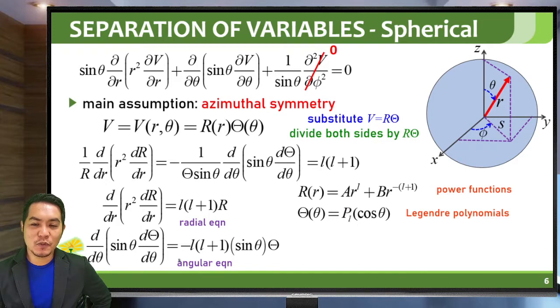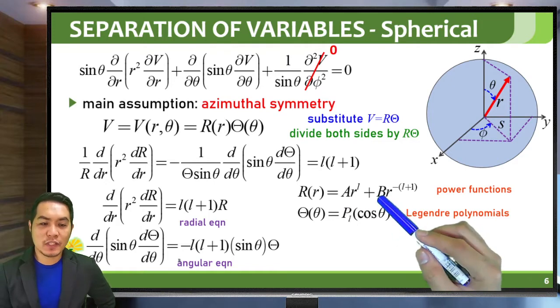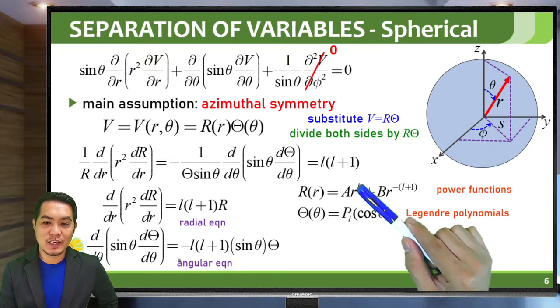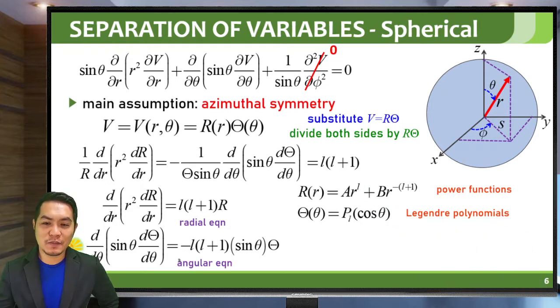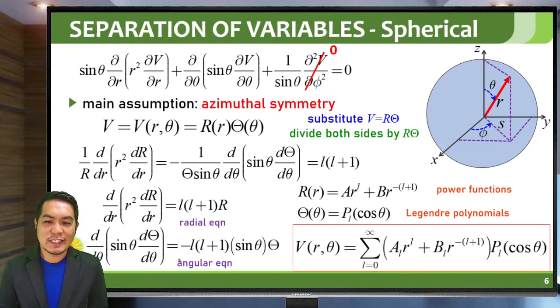So combining these two solutions, and taking into account that we have many possible solutions because L can have integer values from 0, this will be our general solution for any spherical system with azimuthal symmetry. You will take note that we only need to find two unknowns, A_L and B_L. So it's much easier to handle as compared to the Cartesian coordinate system. L here starts from 0.